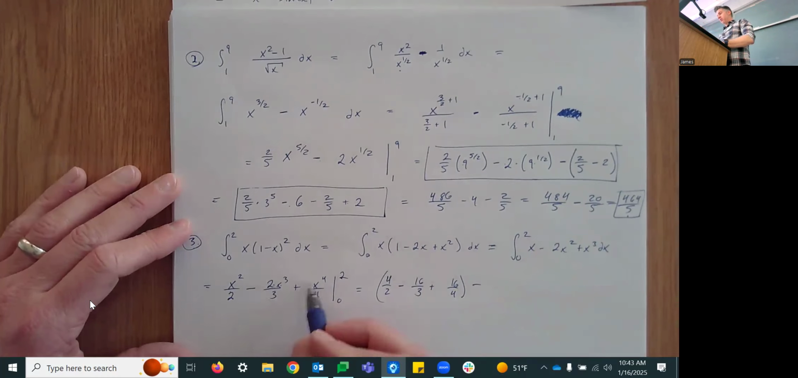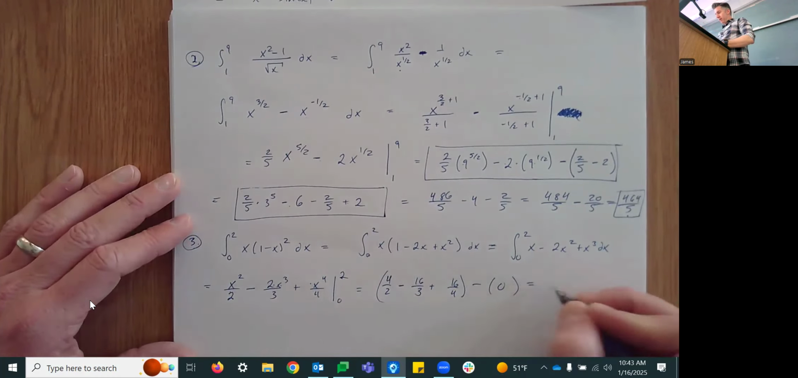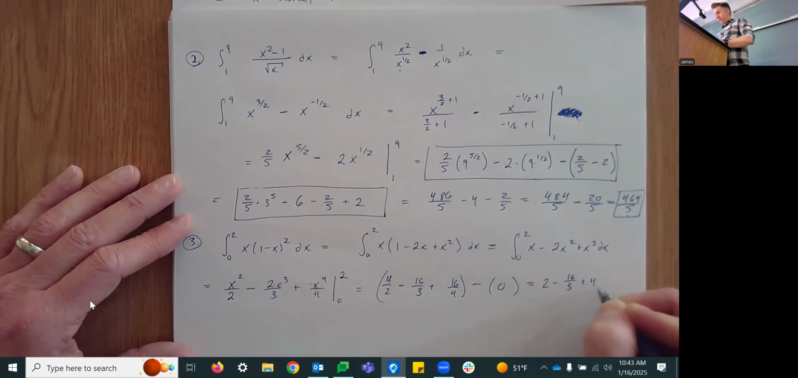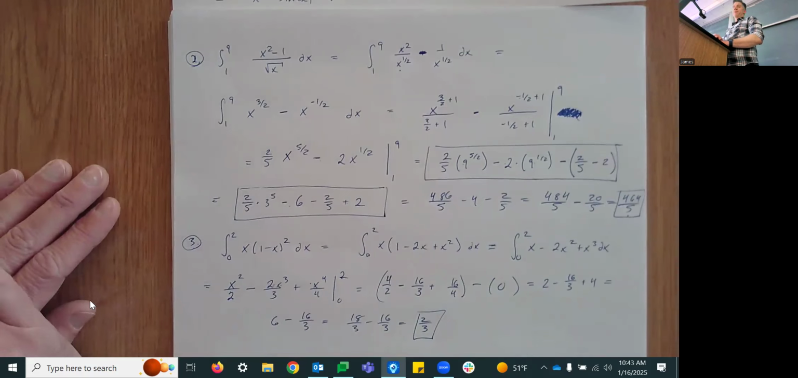0 minus 0 plus 0 is 0. But definitely check. So then this simplifies to 2 minus 16 thirds plus 4. So I've got 6 minus 16 thirds, which is really 18 thirds minus 16 thirds, which is 2 thirds. Cool.